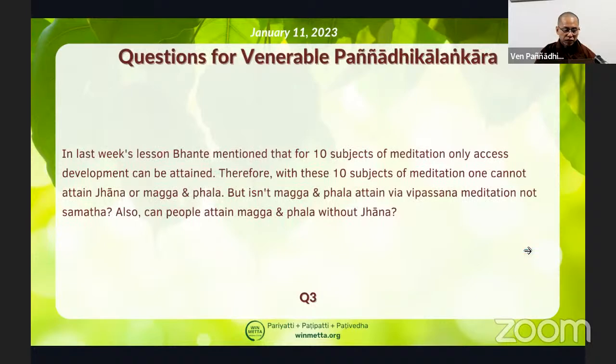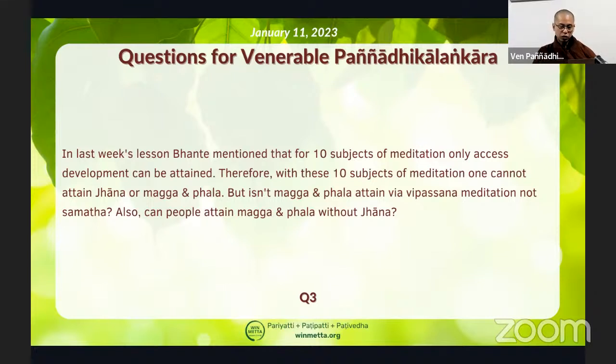Thank you, Sayadaw, for answering the question. The third question we have for today is: in last week's lesson, Bhante mentioned that for 10 subjects of meditation, only access concentration can be attained. Therefore, with these 10 subjects of meditation, one cannot attain jhana or magga and phala. But isn't magga and phala attained via vipassana meditation, not samatha? Also, can people attain magga and phala without jhana?